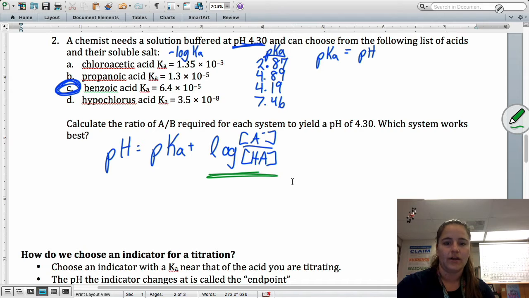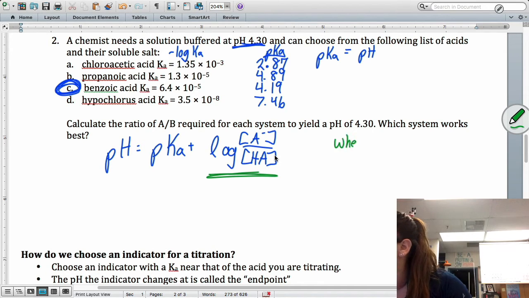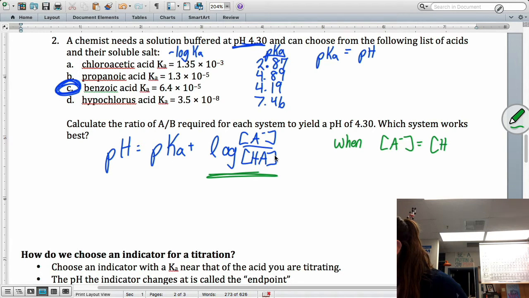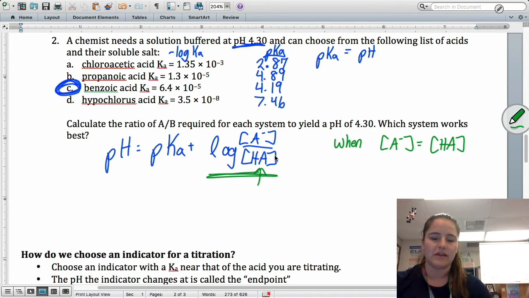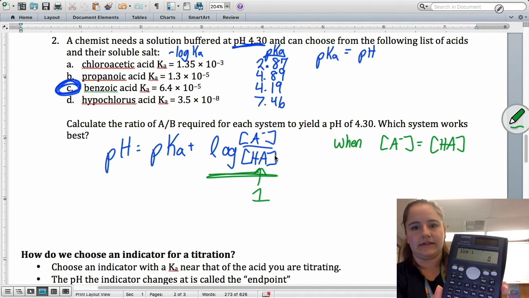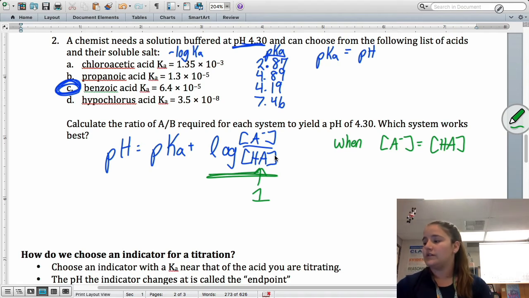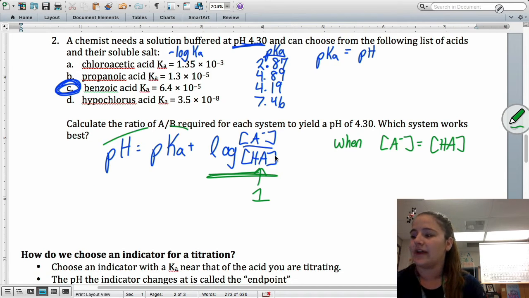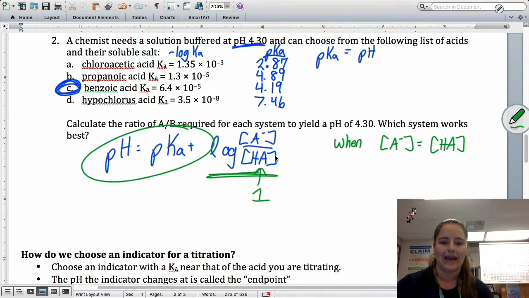Okay, this is important. When A minus equals HA, then this term, if you have the same thing divided by the same thing, is 1. Go ahead, check it on your calculator right now. The log of 1 is 0. Okay, it is 0. So that is what creates that pH equals pKa.